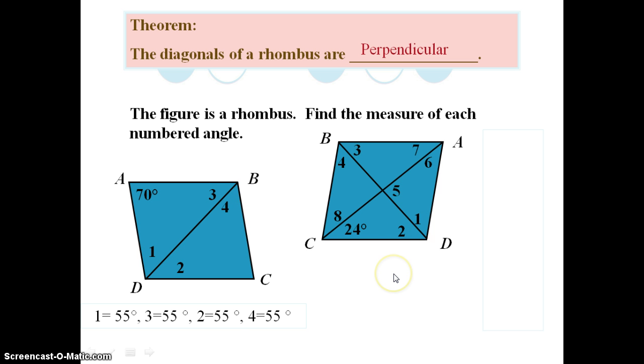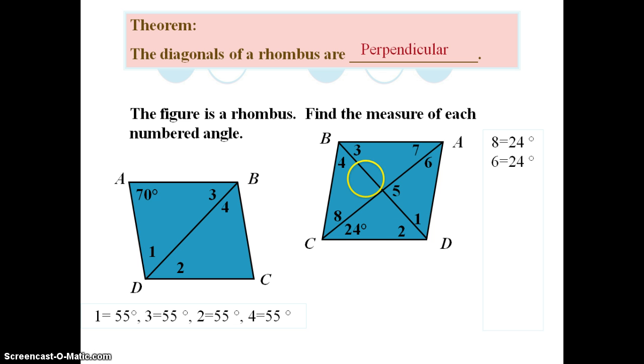Alright, over here it's going to be a little bit harder because we're almost finding every single angle. Let's start off with angle 8. I know that angle 8 is going to be 24 because we know that the diagonals bisect. So if this is 24, that has to be 24.